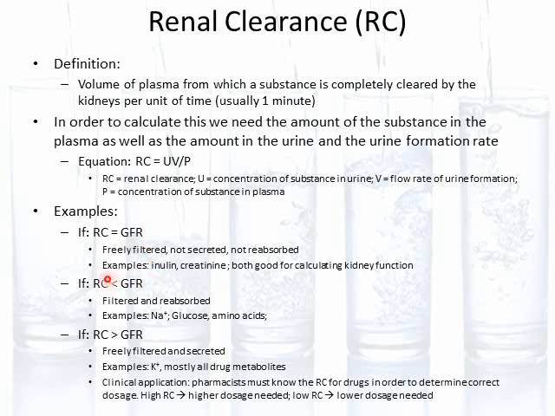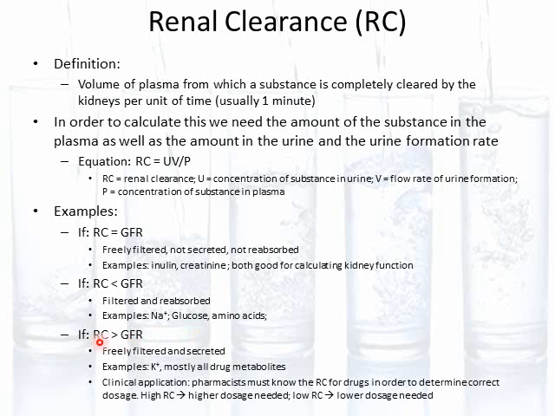Now, the other example is if renal clearance is lower than GFR. If renal clearance is lower than GFR, then we know that the substance is filtered and reabsorbed, meaning that we put it into the filtrate when it went through the kidneys, but we brought some of it back. That's what reabsorbed means. Okay, so sodium happens this way, glucose, amino acids, things we want to bring back because the body still wants to use them.